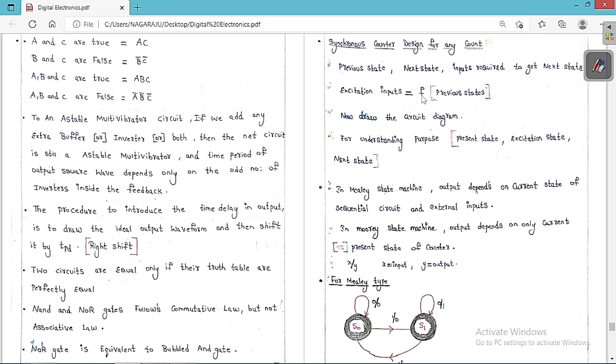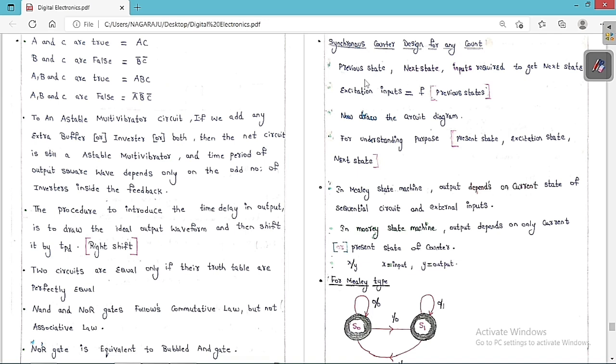So always draw a table of present state, excitation state inputs, and the next state, and try to figure out the excitation state inputs required to change the present state to the next state outputs. Then draw the output and input relations, like excitation inputs in terms of the function of previous states. Now with the help of the K-map, do the simplification as simple as possible, and based on this, draw the circuit diagram. So this is the procedure for a synchronous counter of any sequence.